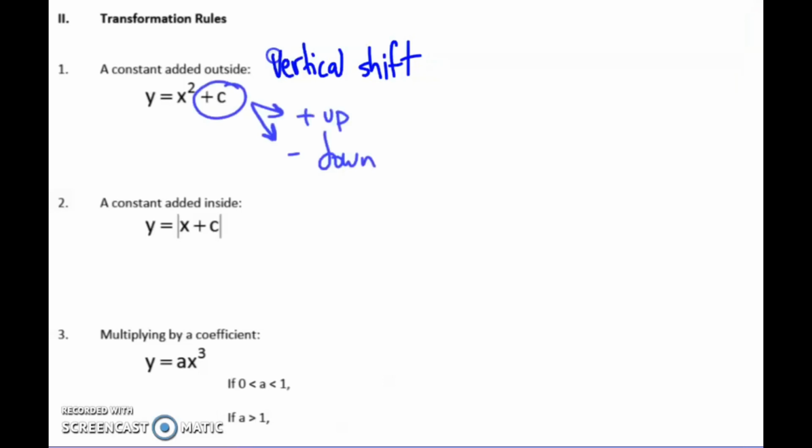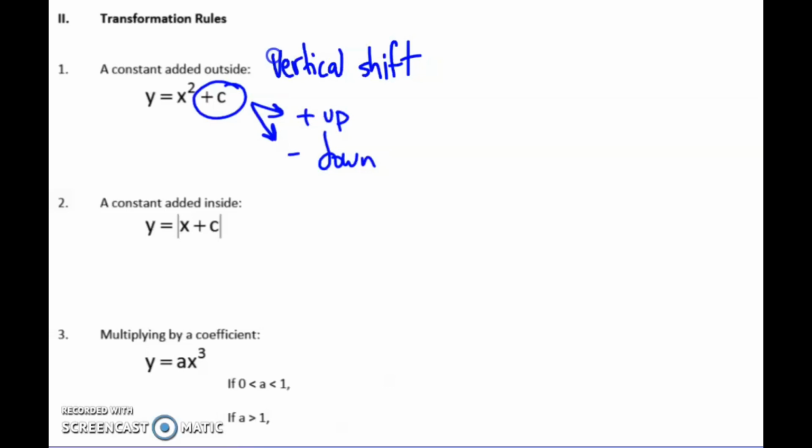Hey everybody, welcome back. This is still Unit 1, Day 1 notes. We're going to pick it up here with our transformation rules. Again, hopefully it's a little bit of a review from A2. So first thing we're going to look at here is a constant added to the outside of your function. What this is going to do is a vertical shift. In particular, if that number is positive, it's going to shift your graph up. If that number is negative, it's going to move it down.